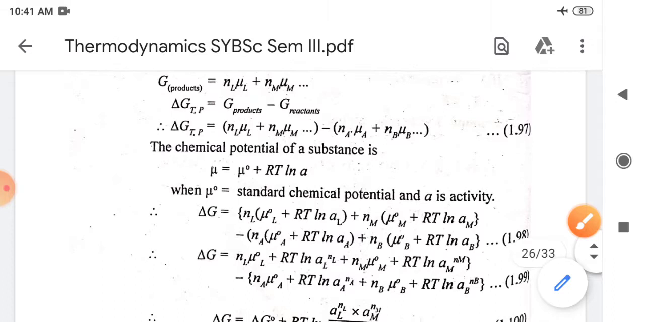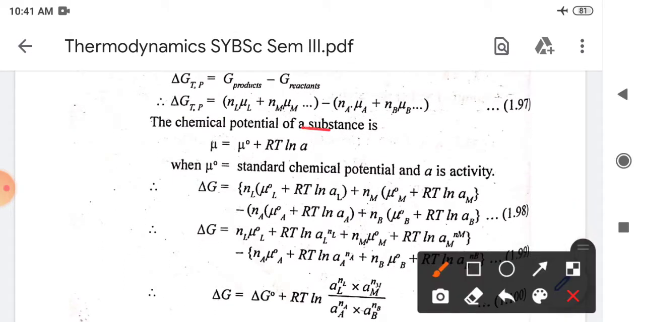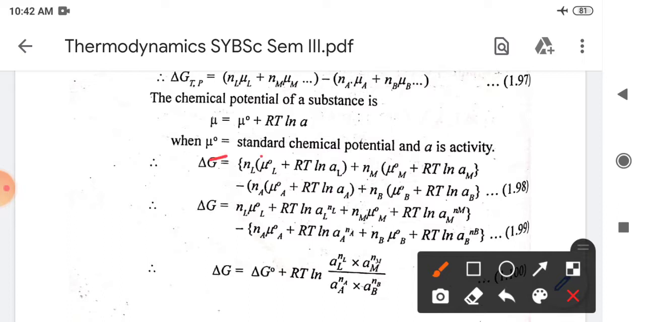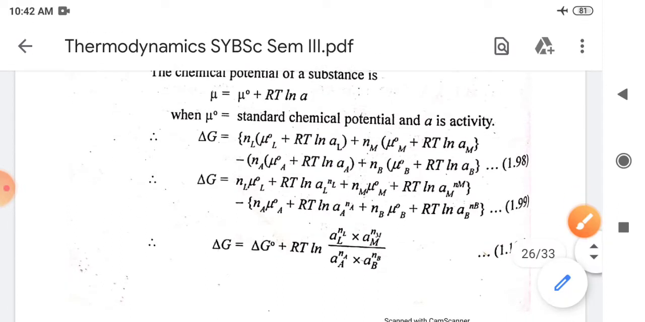Now the chemical potential for any substance is given by mu equals what? Chemical potential for the pure substance plus RT ln of A, where A is the activity. Like previously we have seen this. So mu is equal to mu 0 plus RT ln of A, and this mu 0 is the standard chemical potential when the activity is unity. That time we get the chemical potential mu 0.